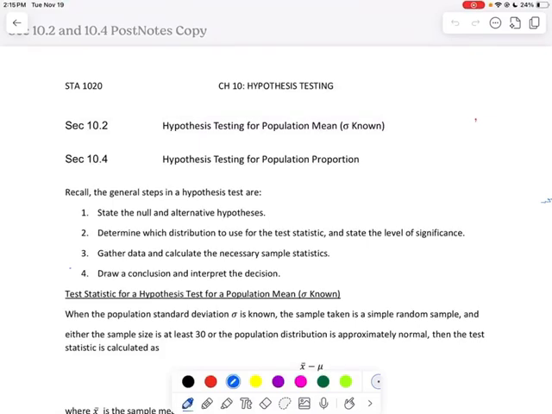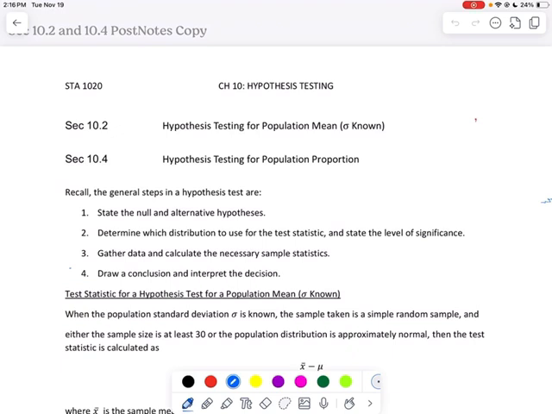Hi, we are here with section 10.2 and 10.4, and I have them together because one talks about hypothesis testing for population mean and the other is for hypothesis testing for population proportion. Now the process is the same in both of them. The only difference is mainly the formulas for calculating the z-score, which will be our test statistic.